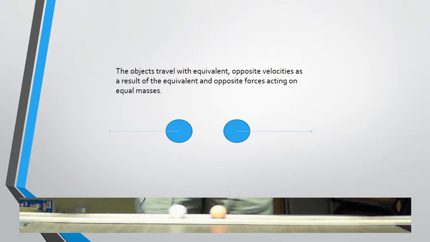The objects travel with equivalent opposite velocities as a result of the equivalent and opposite forces that have acted upon the equal masses.